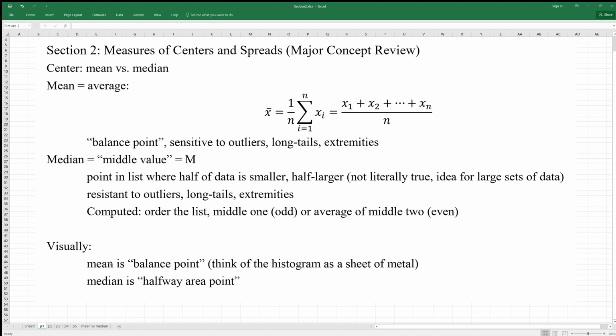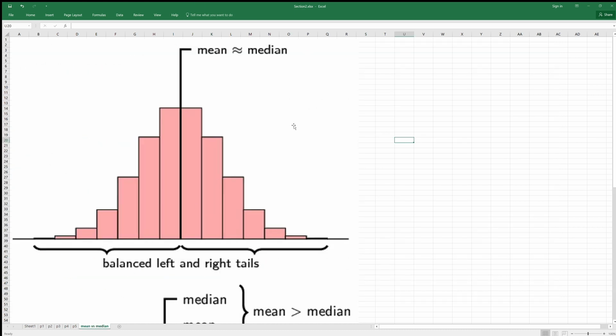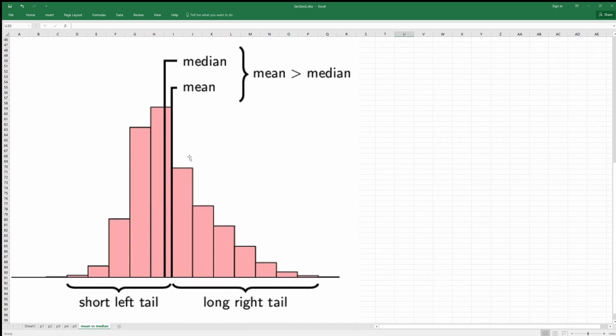So visually speaking, the mean is the balance point of the histogram. Think of it as a sheet of metal, whereas the median is the halfway area point. Now again, if it's symmetric, they're going to be in the same place. This line is the mean because it's where it would balance if you laid it flat. This line is the median because it's the halfway area point. But take something asymmetric and you can see the difference.